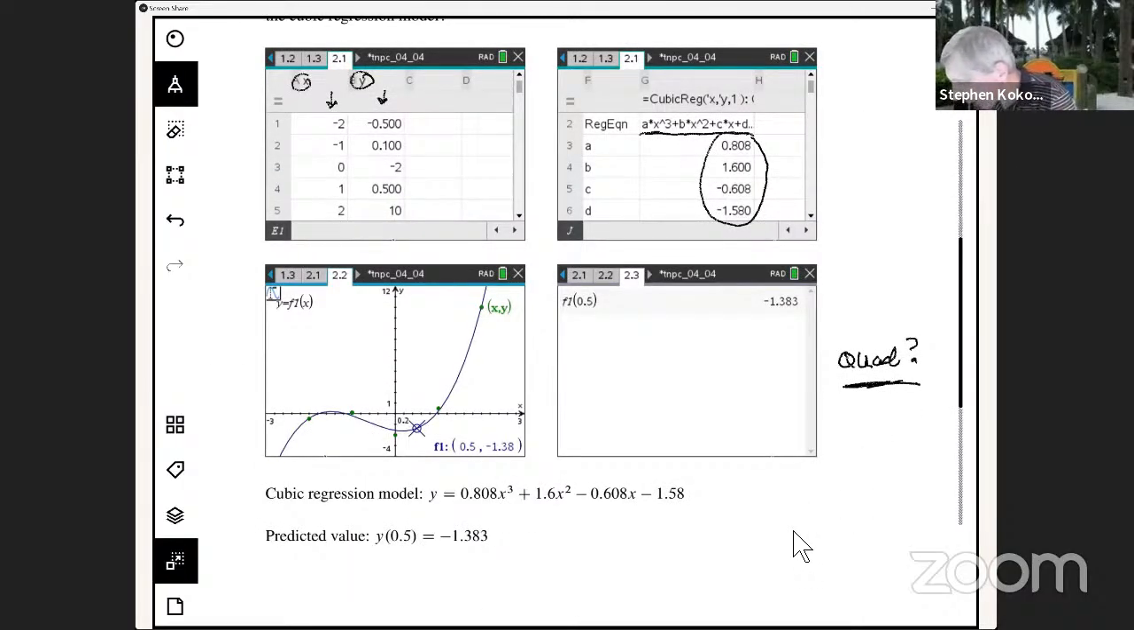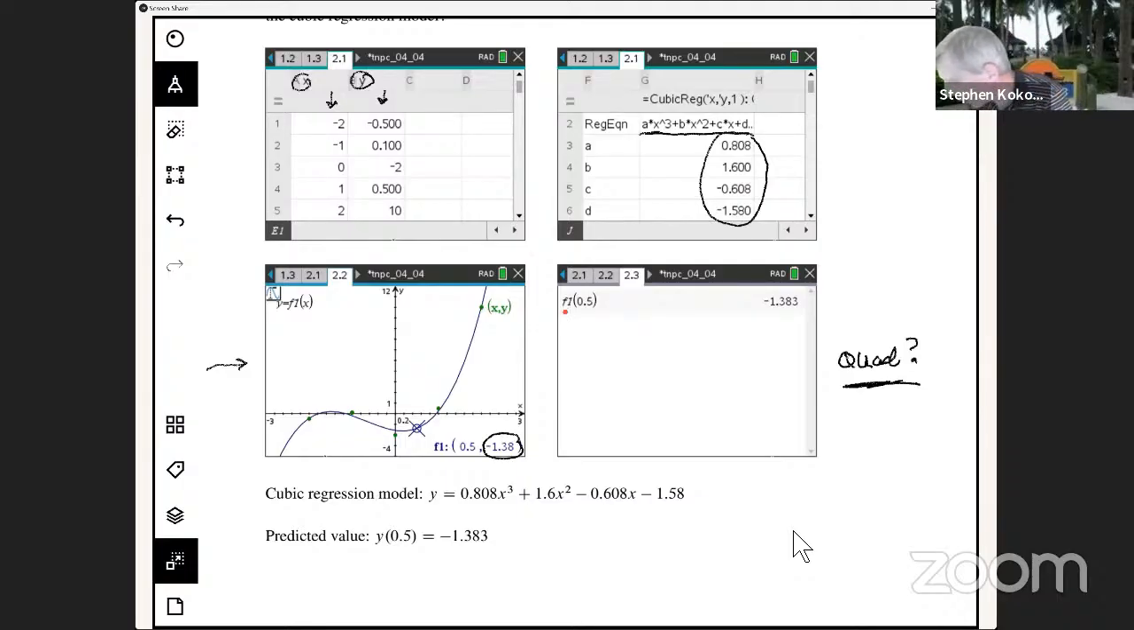Here on this graph screen, I've done something similar to what Tom had on the 84. I've created a scatter plot of these coordinates, x, y, that were given in that table, and I've also plotted the cubic regression equation. I did the same thing that Tom did: I traced along that curve and entered a 0.5. Here's my minus 1.38. Oh, okay, I want 3 decimal places.